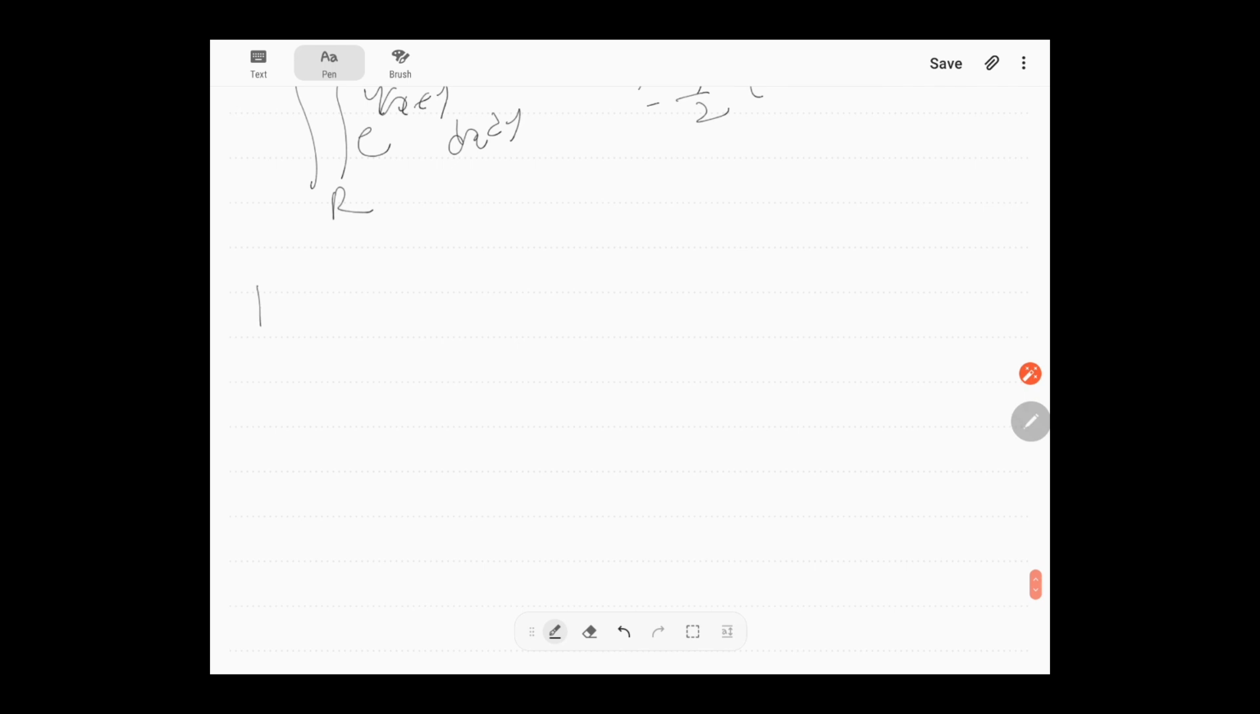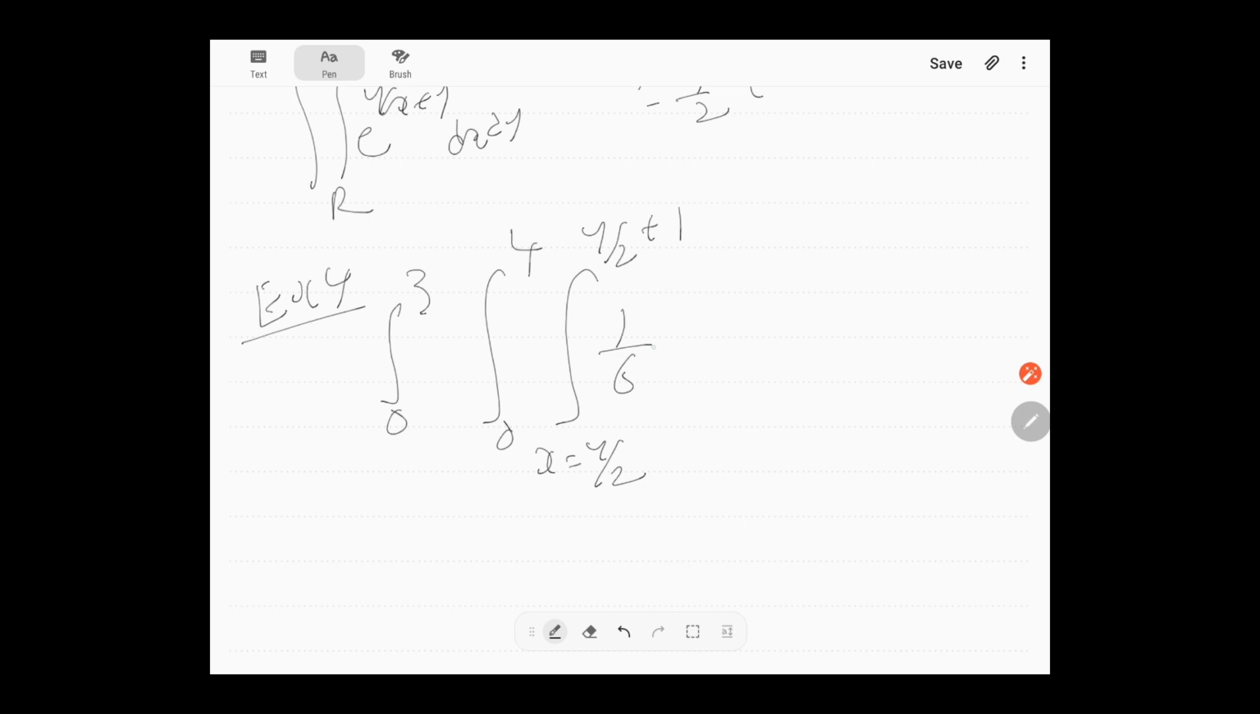This is example 4. Integral 0 to 3, 0 to 4, x equal to y by 2 to y by 2 plus 1, of 1/6 of 6x minus 3y plus 2z dx dy dz. These are the limits for x. Here he has written dx first, therefore first of all integrate with respect to x, then dy, these are the limits for y, and these are the limits for z.